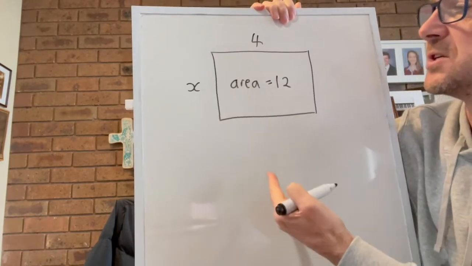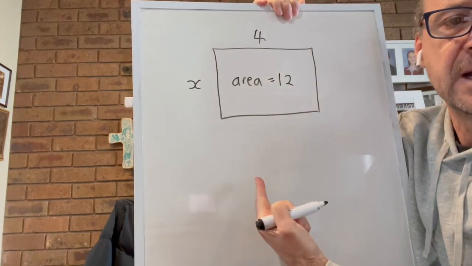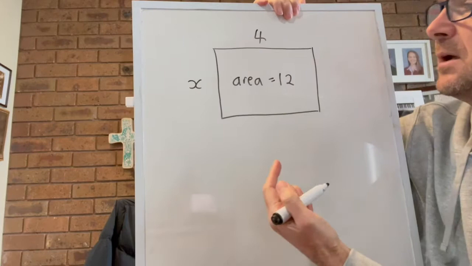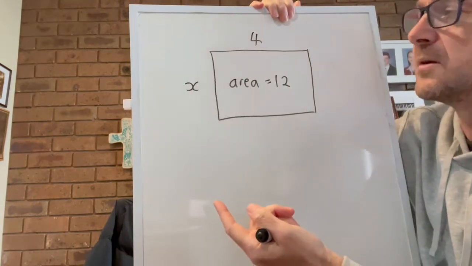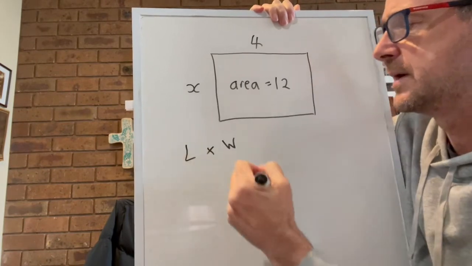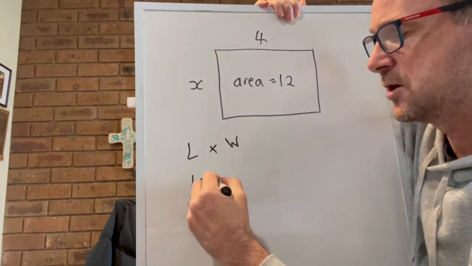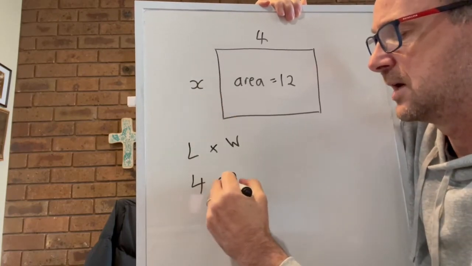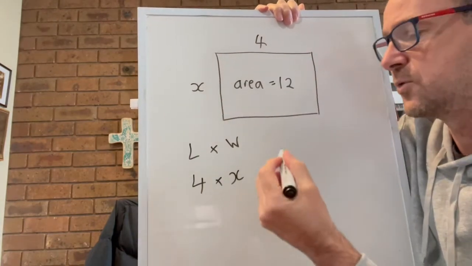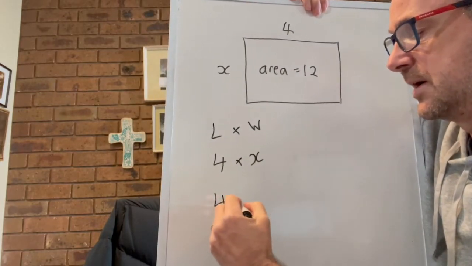So for a question such as this, we've got to think, okay, how do we do area algebraically? It's still that length times width rule. But here our length is 4, times our x for width. So therefore the expression that we're going to be using will be 4x.